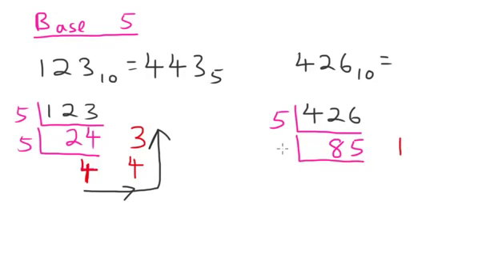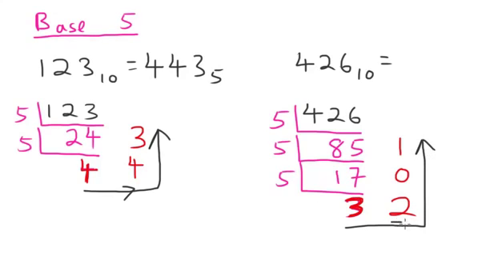And carry on, divide by 5. We will get 17. Is there a remainder? No. And 17 divided by 5, we have 3, and there's a remainder, which is 2. So 3 couldn't be divided by 5 anymore. So we stop here. We have 3 for the last quotient, and we read from the bottom up to the top. Therefore, the answer is 3201 base 5.